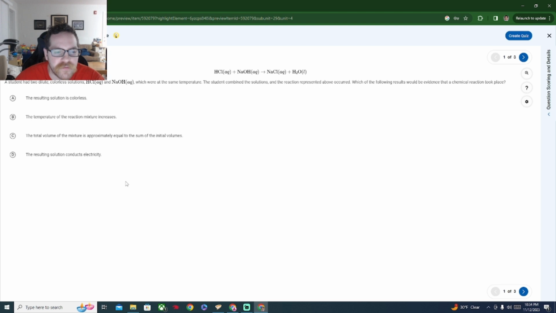The total volume of the mixture is approximately equal to the sum of the initial volumes. Wow. 5 plus 5 equals 10. That is surely a sign of a chemical reaction. Obviously, that one's not. The resulting solution conducts electricity.